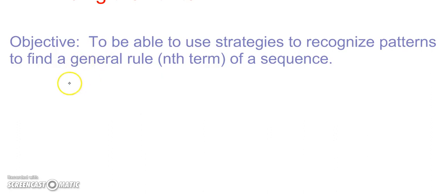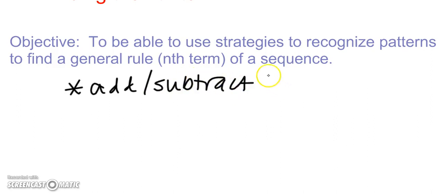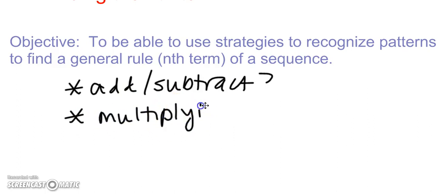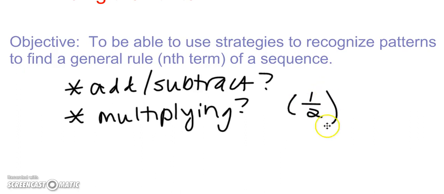So look for a common difference, which means are you adding or subtracting the same number between every term? Look for a common ratio, which means are you multiplying by the same number for every term? Keep in mind that you could be multiplying by, let's say, a half, which is tricky because it looks like you're dividing by 2, but really we would say you're multiplying by 1/2. Likewise, when you're subtracting, you're really just adding a negative, but that's okay.